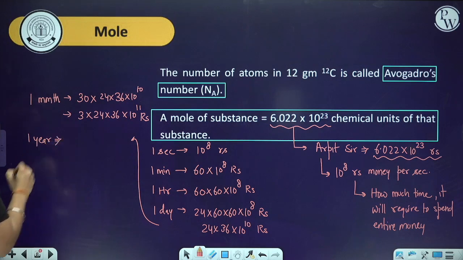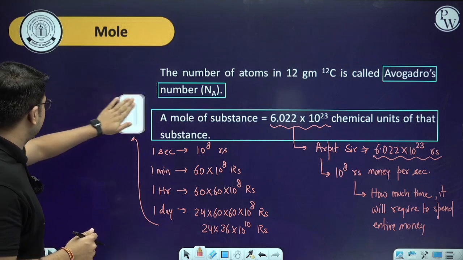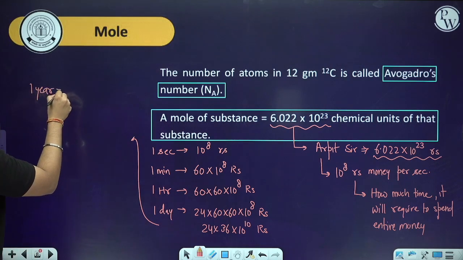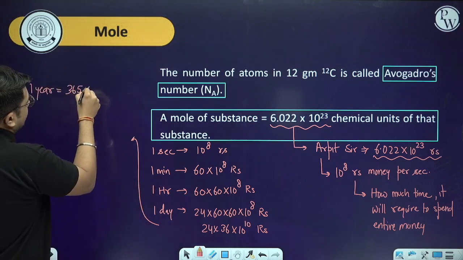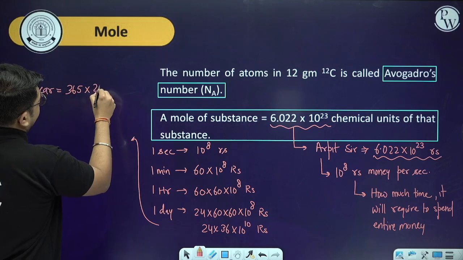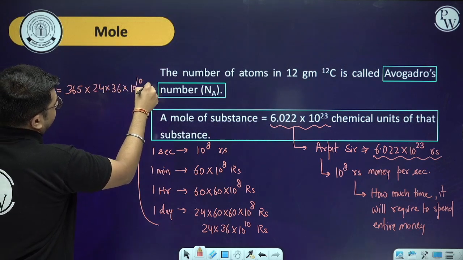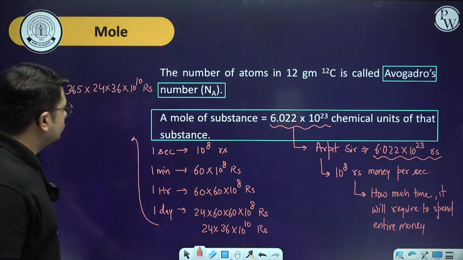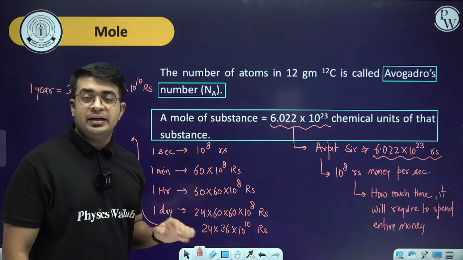Or in one year, there is no need to include month. You can directly say in 1 year, you have 365 days. So that will be 365 multiplied by 24 multiplied by 36 multiplied by 10 raised to the power 10 rupees. This is the amount I am spending in 1 year. So the total amount will be spent in how many years?